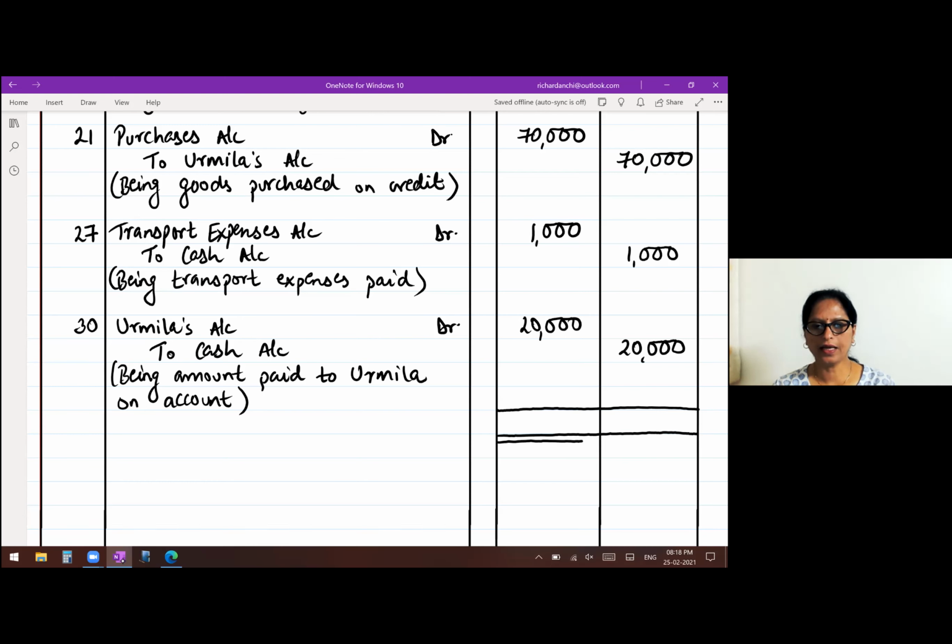and double underline the total. Always double underline all totals. Now you have to total up the debit and the credit column. So I want you to total up, but in the end, I will give you the answer. So you should total up, not blindly write the answer which is given.